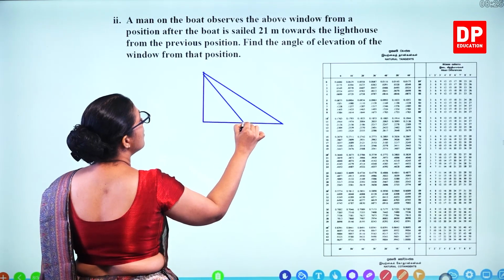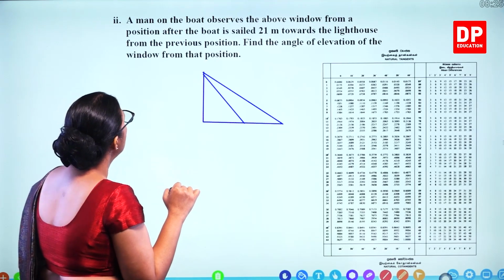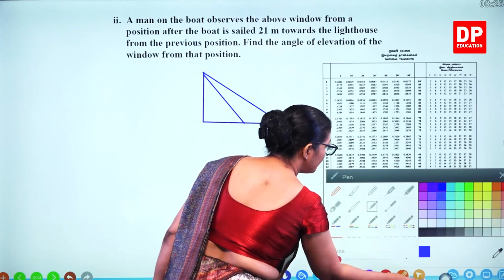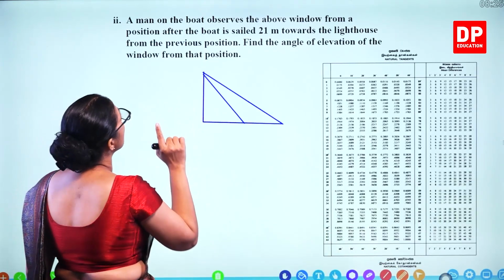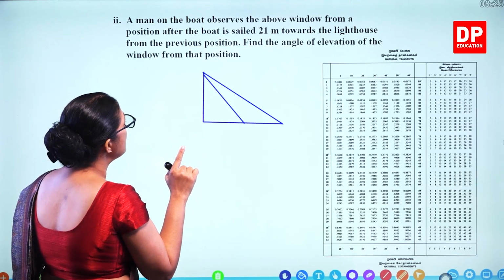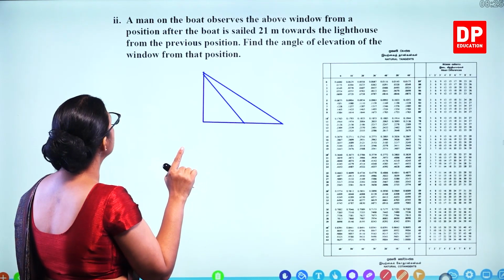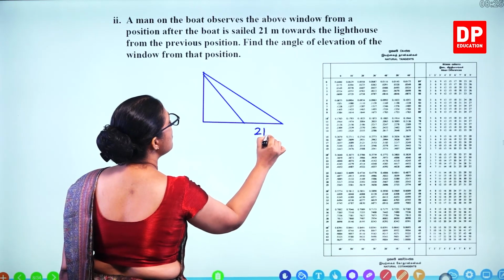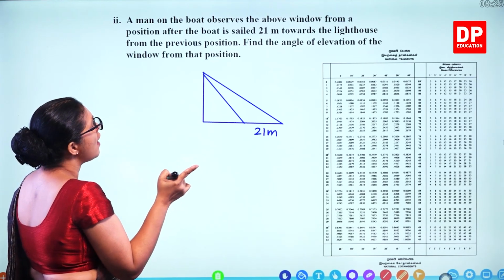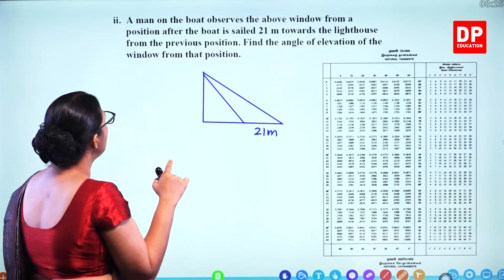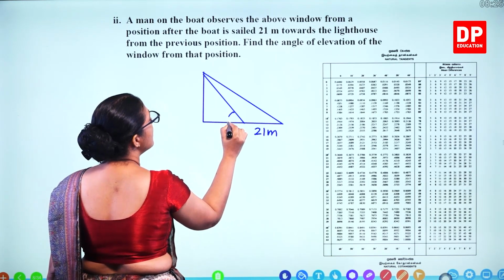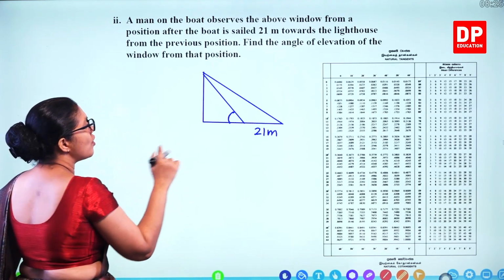Now new position. A man on the boat observes the above window from a position after the boat has sailed 21 meters towards the lighthouse. So this is 21 meters towards the lighthouse from the previous position. Find the angle of elevation of the window from that position. So here this angle we want.